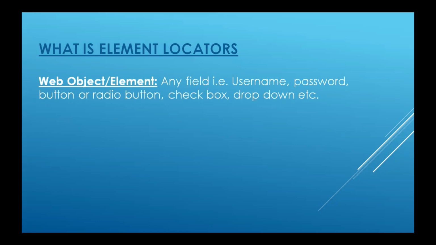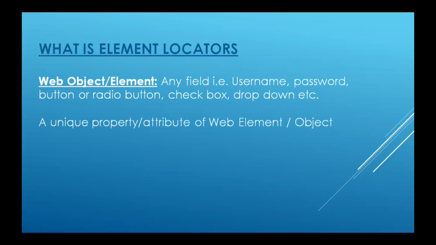What is element locators? Before understanding what element locators are, you should understand what a web object or element is. Any field such as username, password, buttons, radio button, checkbox, drop down are web objects that you see on a screen. Then what is an element locator? A unique property or attribute of a web element or web object will be called an element locator.